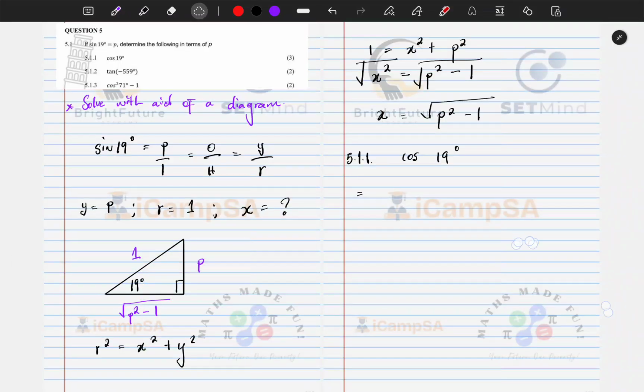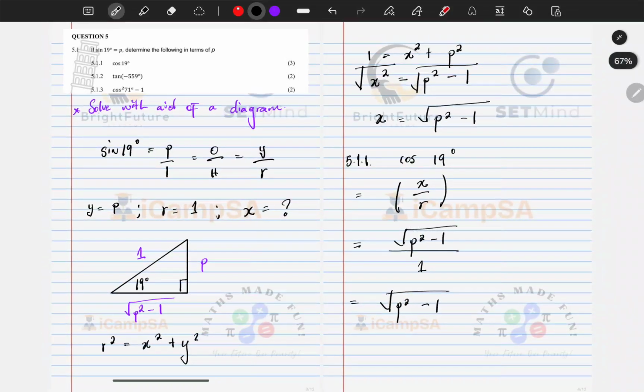Right. So what is cos of 19 degrees? Looking at this triangle, cos is going to be adjacent over hypotenuse, which is the same thing as x over r. So now we know x is just your square root of p squared minus 1, all over r, which is just 1, and therefore this is just going to be your square root of p squared minus 1. And then we stop here.